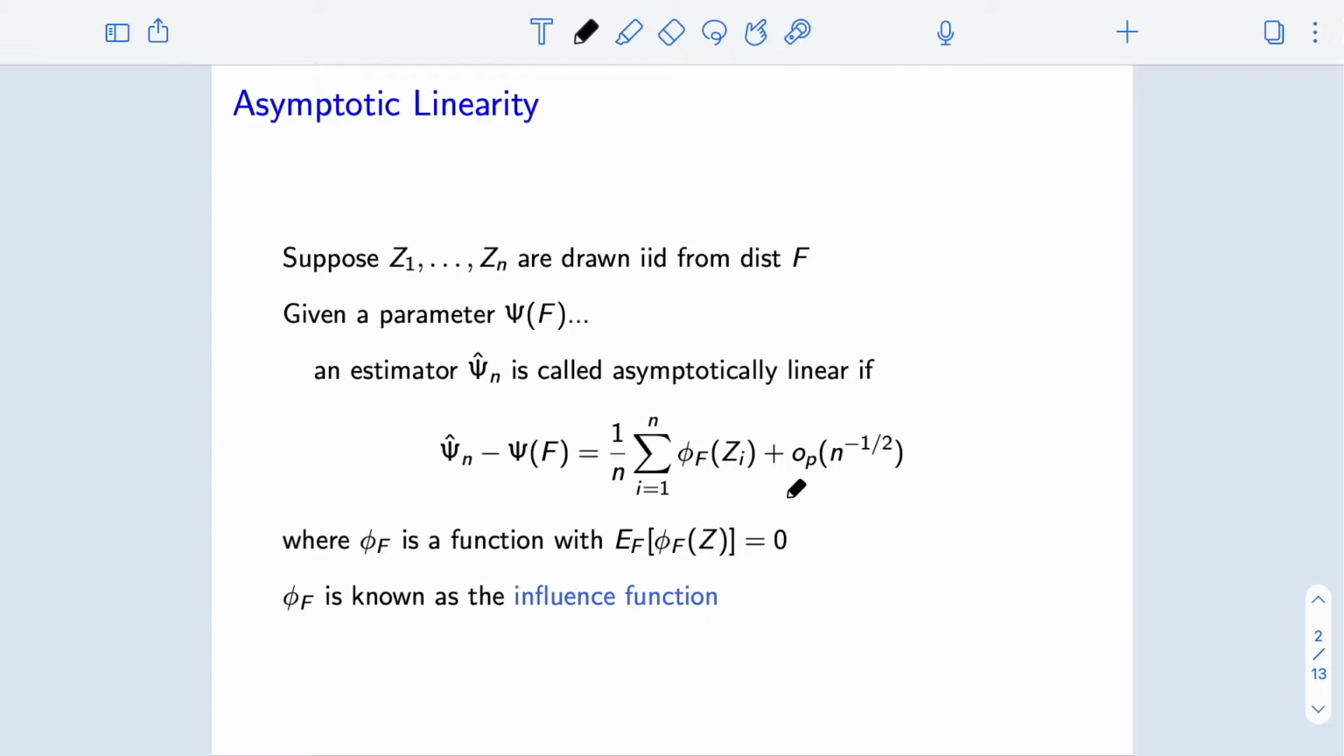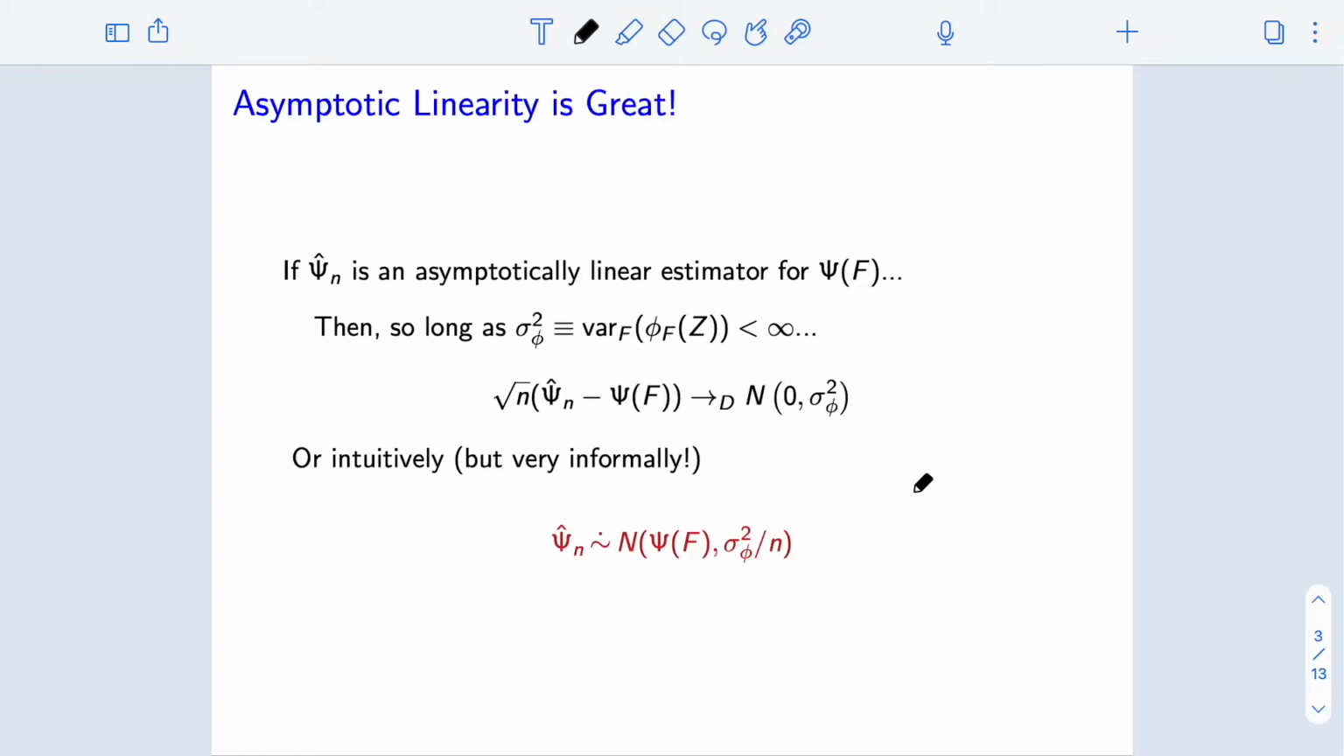And in here we have phi of f, which is our influence function. That is some function that has expectation zero under f. So when this expansion holds, we say psi hat n is an asymptotically linear estimator of psi of f. Intuitively, again, we think of these as estimators that asymptotically look kind of like a sample mean or an empirical average. Asymptotic linearity is really, really useful.